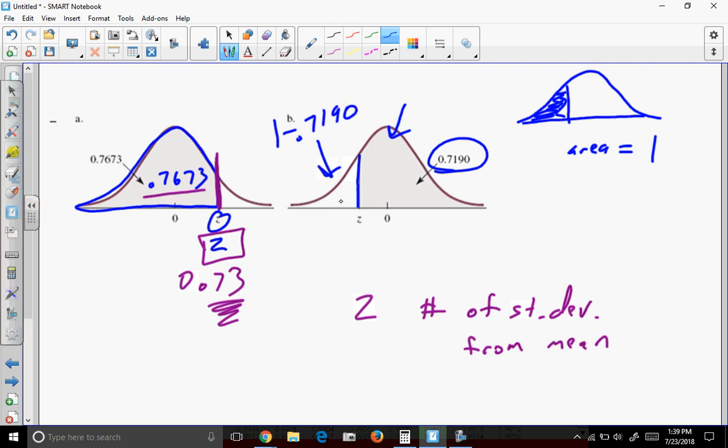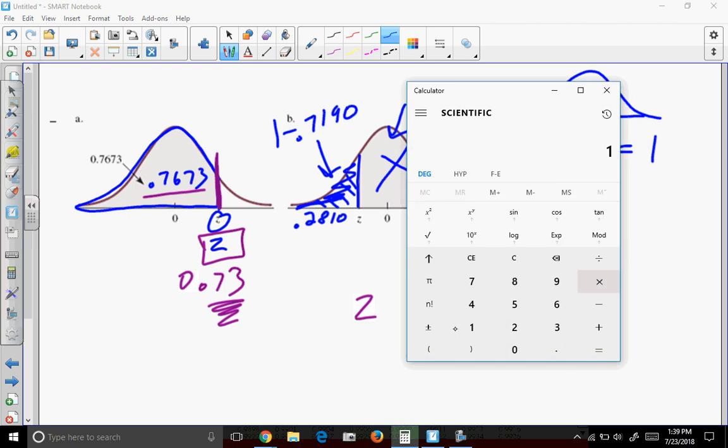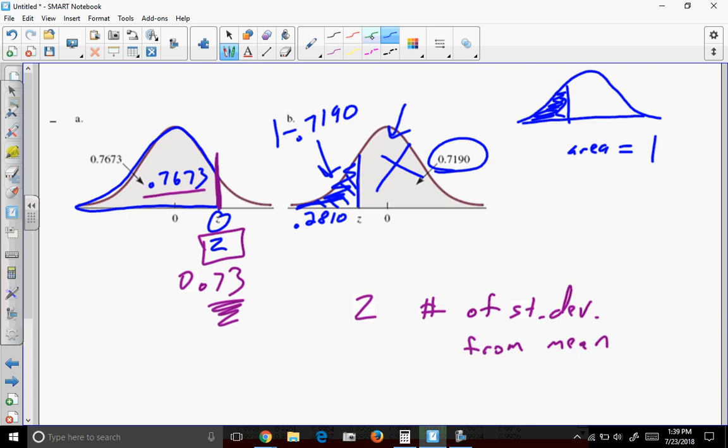So this area is the whole thing. Take that part away, and that gives us what's left over here, 0.2810. So that's the area to the left of that z value. Double check. 1 minus 0.7190 is 0.281. So we need to find out which z value has that area to the left.